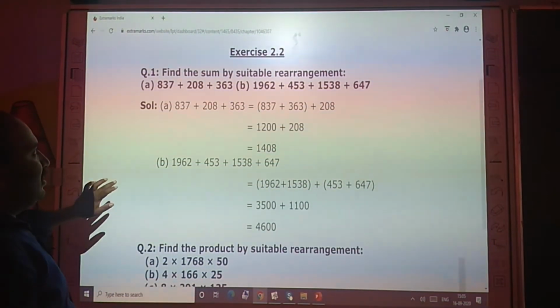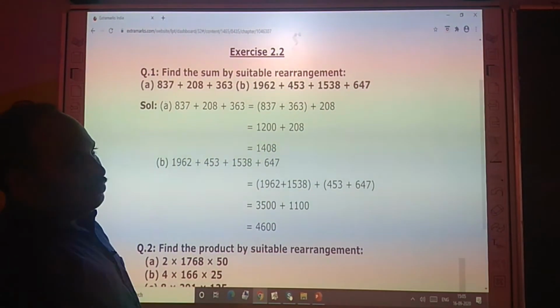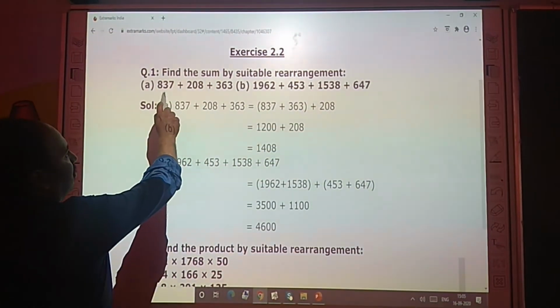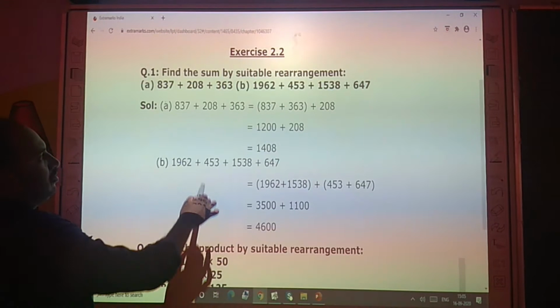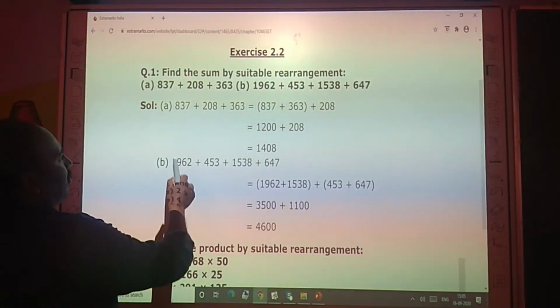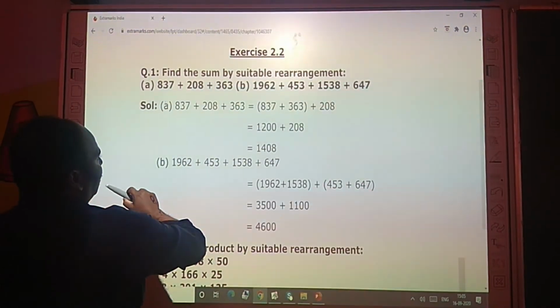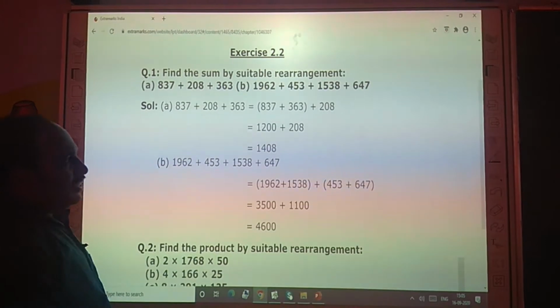Next one, exercise 2.2. Question number 1. Find the sum by suitable rearrangement. The A part: 837 plus 208 plus 363. The first term is 837, the second term 208, then the third one 363.